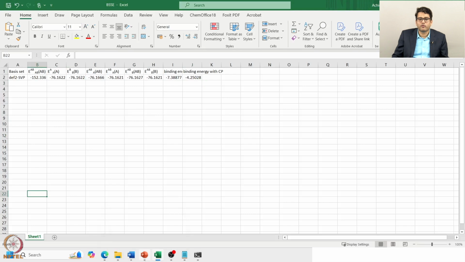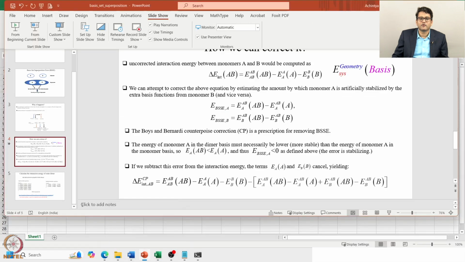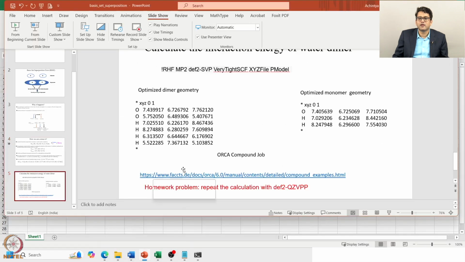So your homework problem is to perform the same calculation now with a much larger basis set, def2-QZVPP, and see how much the counterpoise correction changes in that case.